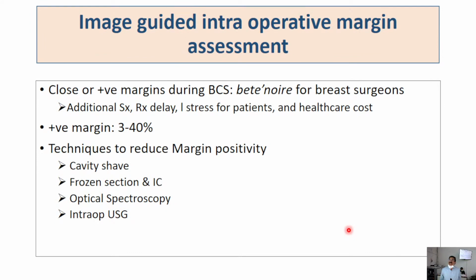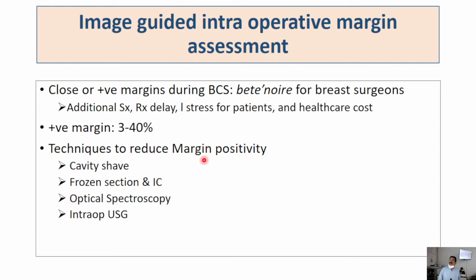Now, the second important place where image guidance helps is to assess the margins. Close margins during breast conservation surgery is a bete noire for all surgeons because it adds to additional surgery, treatment delay, stress for patients, and also increases the healthcare costs. However, the positive margin rate is reported to be between 3 to 40%.